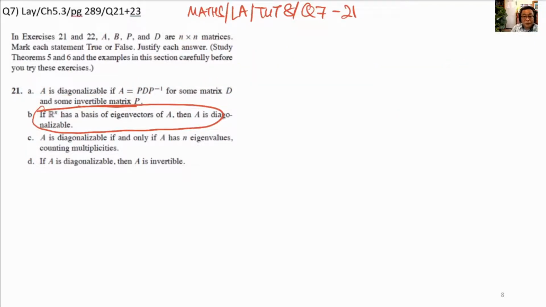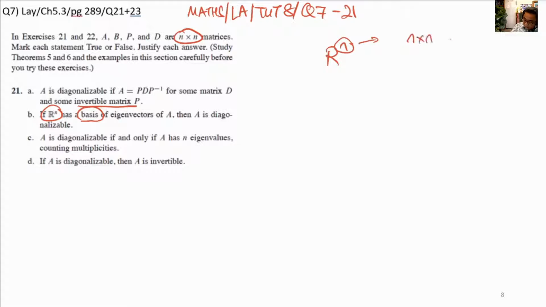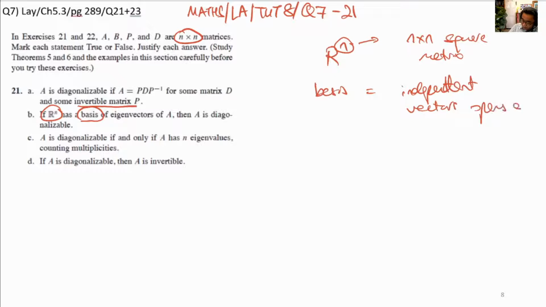Let's read the question. If Rn has a basis of eigenvectors, then A is diagonalizable. So first, it tells us that we are in the space of Rn. And the little n here is the same n as the n by n square matrix. What is a basis? A basis means independent vectors that span the space. And the space we are interested in is Rn. So to get an independent set of vectors, we need n of them.